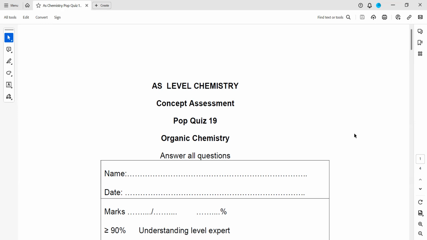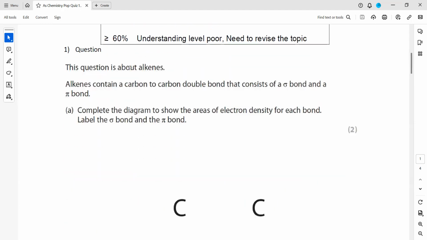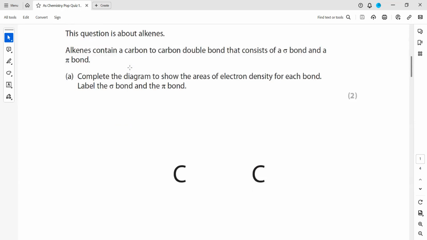So this one is Pop Quiz 90, which is related to organic chemistry. The first discussion is about alkenes. Alkenes contain a carbon to carbon double bond that consists of a sigma bond and a pi bond. So when there's a double bond, one of the bonds is a sigma and the other bond is a pi bond.